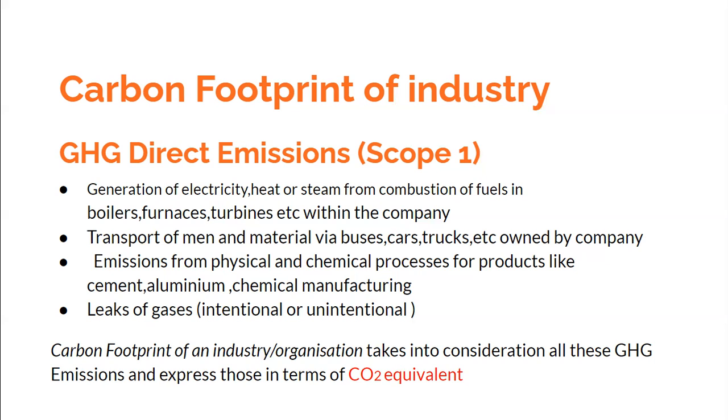Emissions resulting from the physical and chemical processes for manufacturing products like cement, aluminum, and some chemicals would have to be accounted for in the scope 1 calculations. The leaks of gases, whether intentional or unintentional, would also go into the scope 1 calculations.